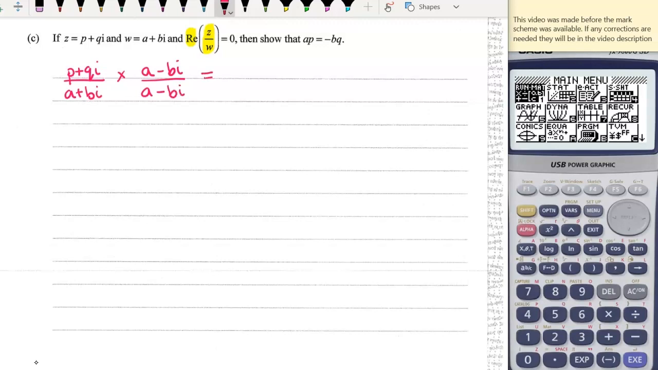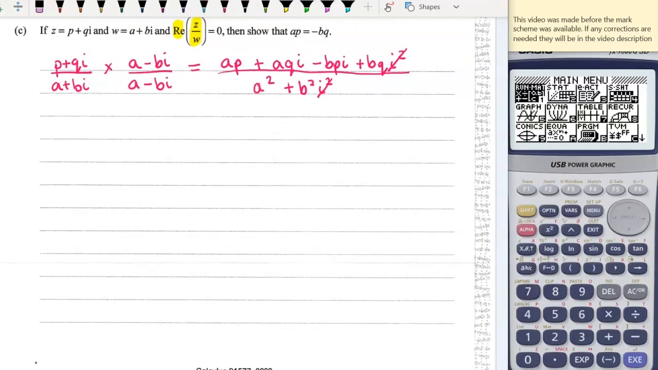So we have ap plus aqi minus bpi minus bqi squared on the top by multiplying that across there. And on the bottom, we have a squared minus b squared i squared. Okay, now the i squareds are a negative 1. So i squared, that's a minus 1, turn that into a plus. And similarly for this i squared, turns that into a plus there.